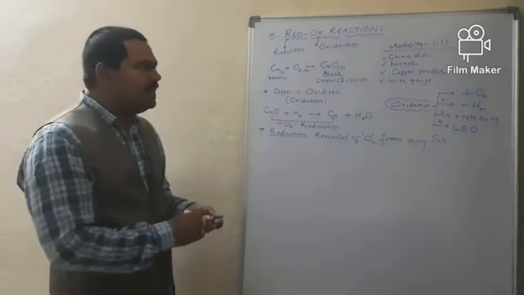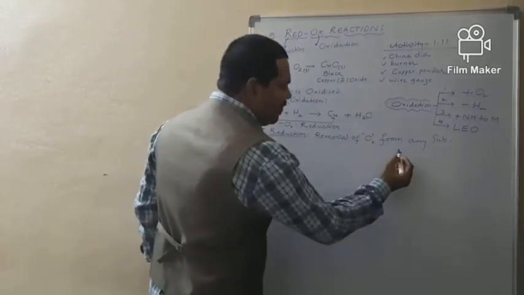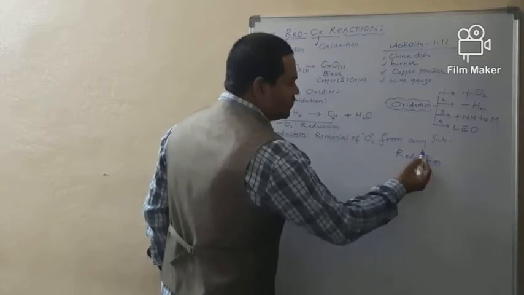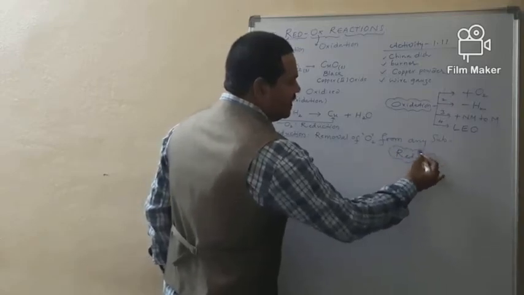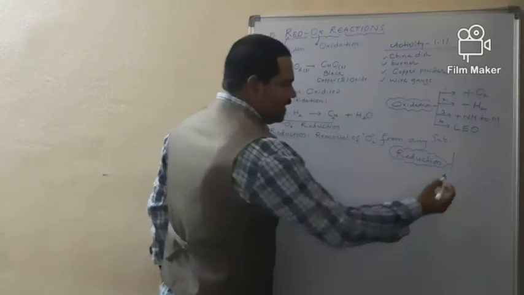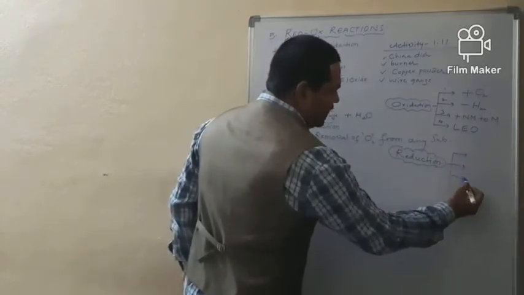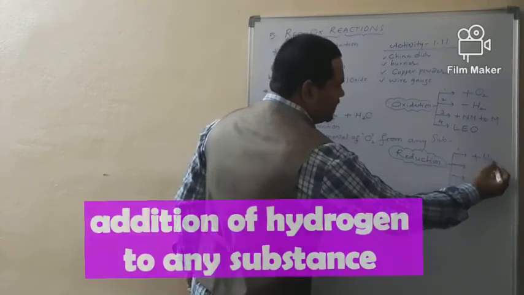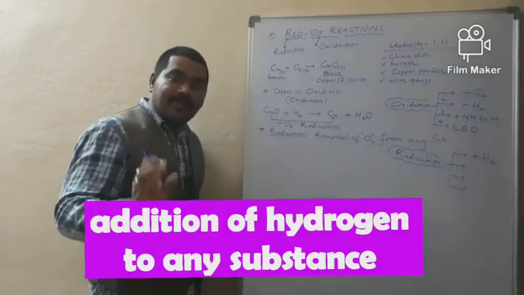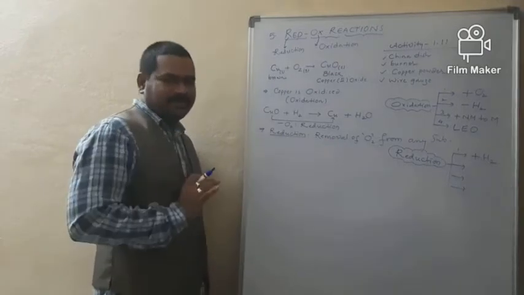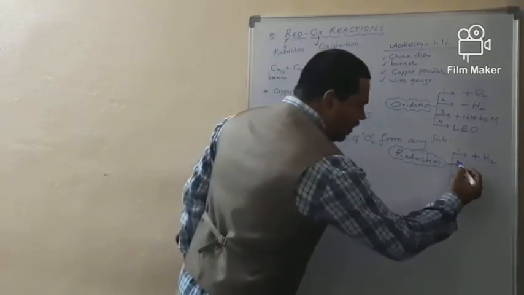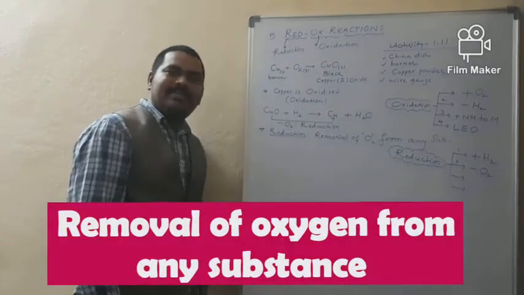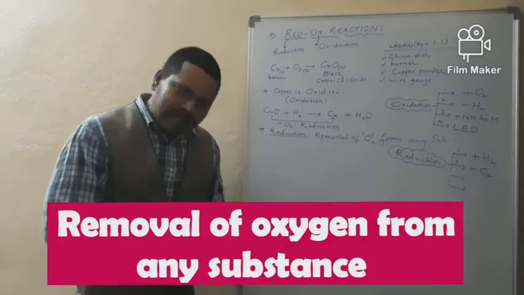In a similar way, let me define now what is meant by reduction. So quite opposite, my dear students. All of you please observe here what is meant by reduction. For reduction also there are 4 definitions. What are the 4 definitions for reduction? Addition of hydrogen to any substance is called reduction. Or loss of oxygen or removal of oxygen from any substance is also called reduction.